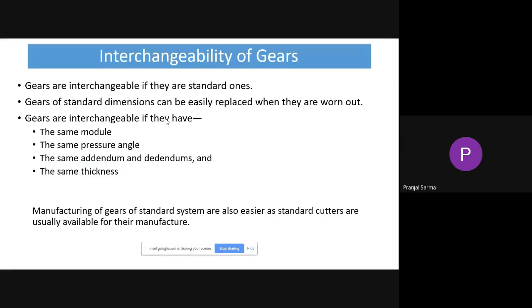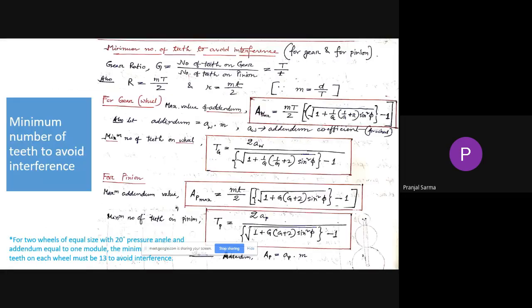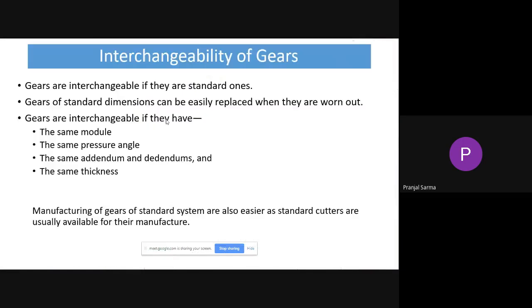And we have discussed the characteristics a gear should have if it is to avoid interference, and the expression for the minimum number of teeth to avoid interference. We can put these expressions and formulas to use while solving problems. Towards the end of this class, I hope we'll be able to start solving some problems.